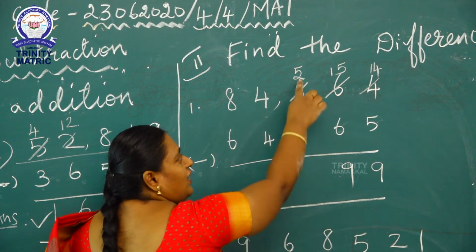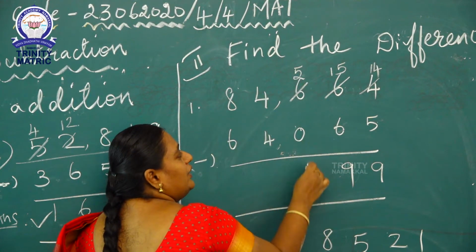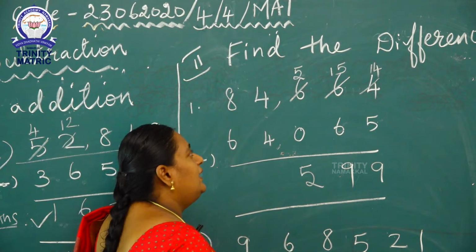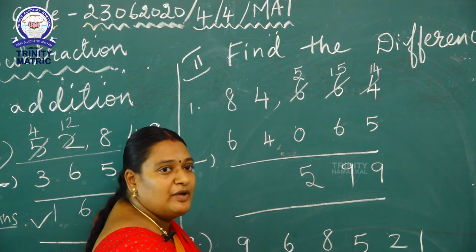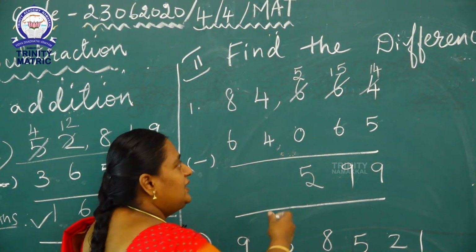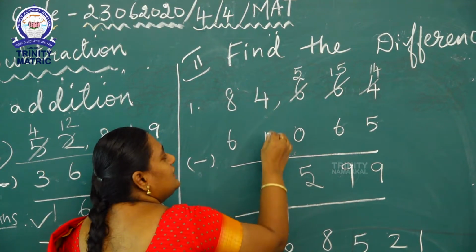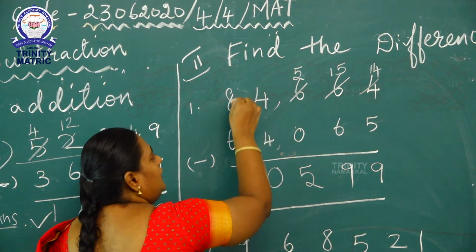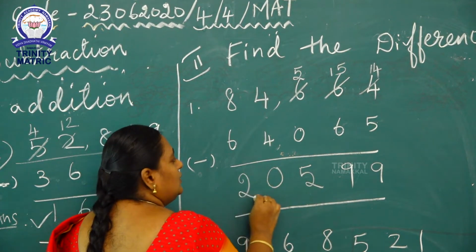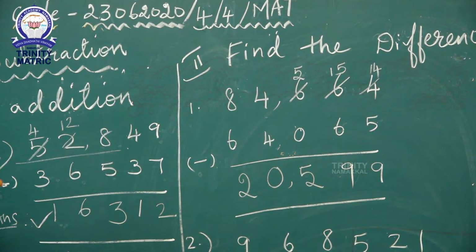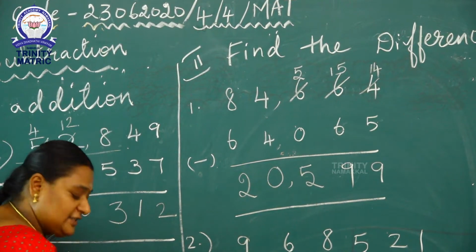Next, 5 minus 0 is 5. I told you the 0 property, isn't it? So when 0 is subtracted from any number, the answer is the given number itself. So 5 minus 0 is 5. 4 minus 4 is 0. 8 minus 6 is 2. So this is your answer, 20,599.